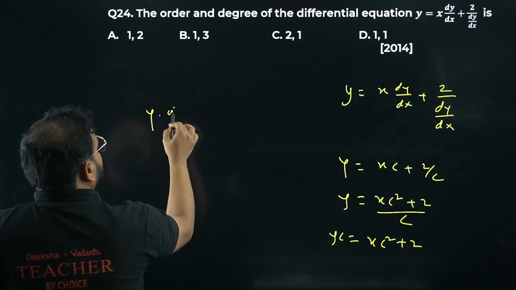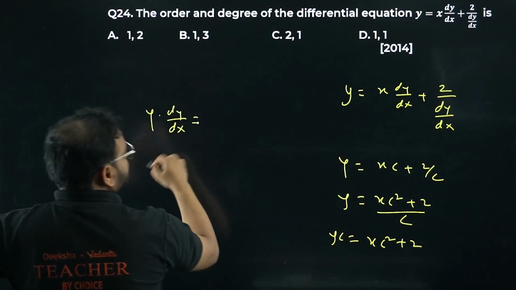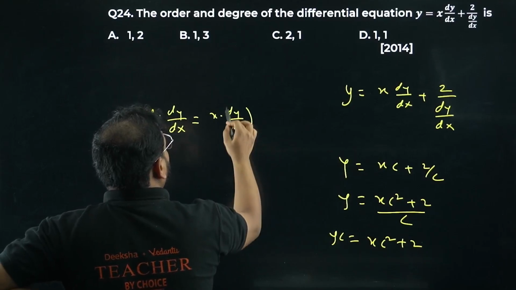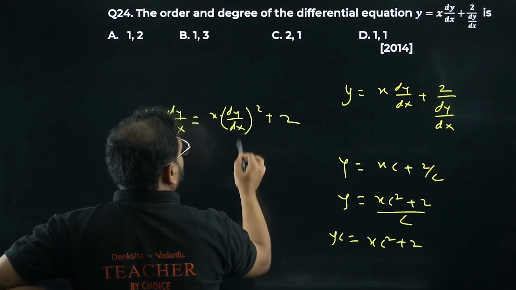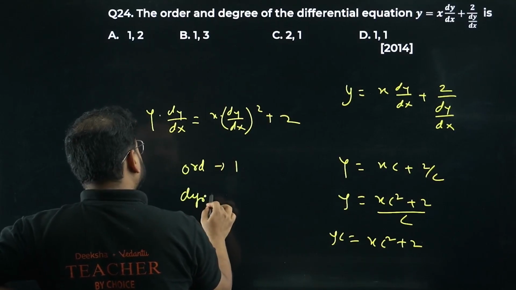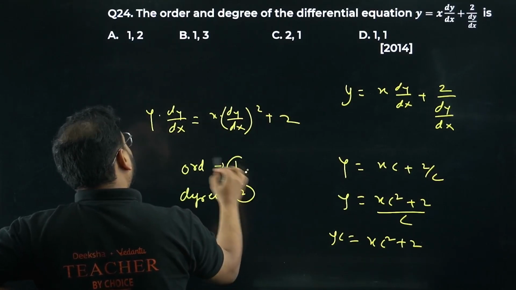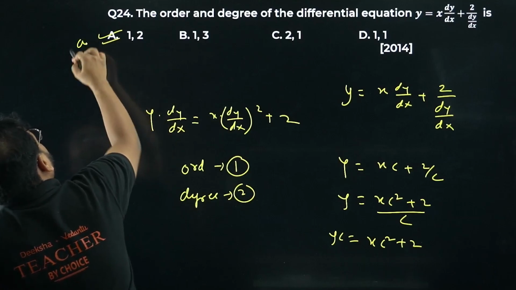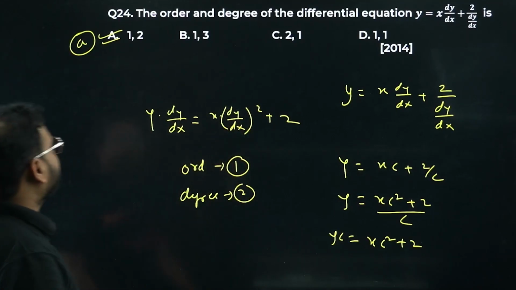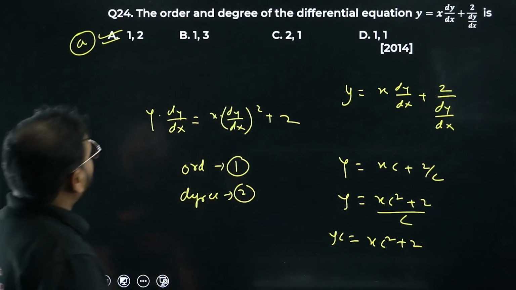We have y dy by dx equals, please check, x times of dy by dx the whole square plus 2. So your order is 1 and degree is the highest power of the order, 2. Answer should be option A, 1 2. Option A, 1 2. Okay. 2014 problem. It was asked in PYQ 2014.